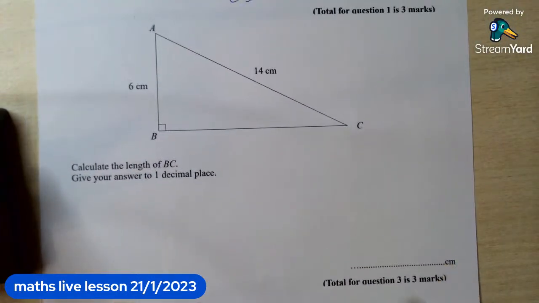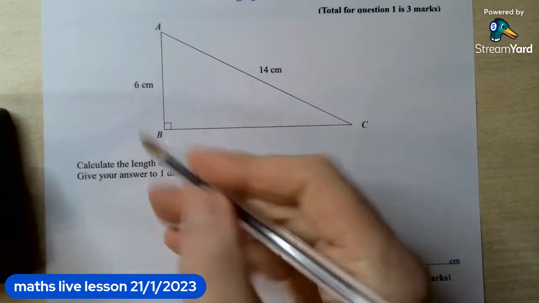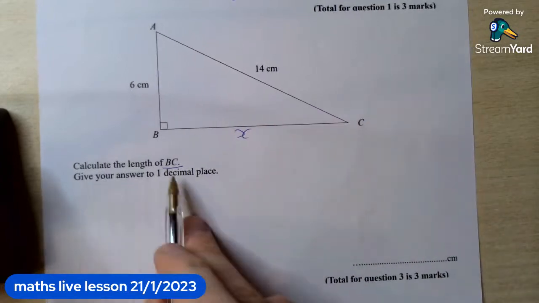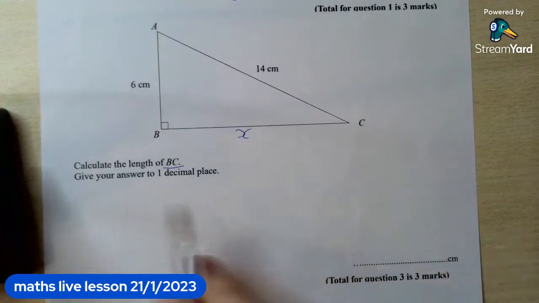Right, and so it looks like we are using Pythagoras again because we have two sides. However, two sides doesn't necessarily mean always Pythagoras, though. Let's read it a bit more. Calculate length BC. So we want BC, which is this one here. Give your answer to one decimal place. So this would have been from a calculator paper.